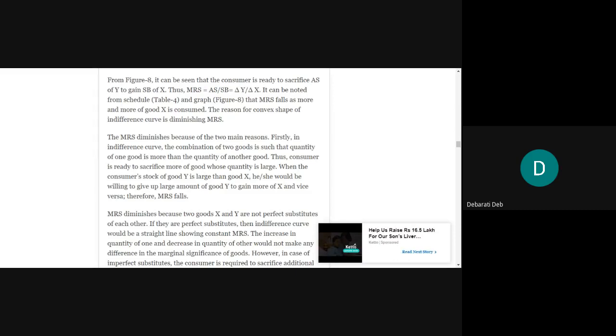If X is more, you will reduce X and increase Y. If Y is more, you will reduce Y and increase X. Isn't it? That is how the marginal rate of substitution will go on falling. This is again a concept of plus and minus. If plus is there on one side, minus is there on the other side, plus and minus will obviously make minus, and that will imply the MRS is falling.